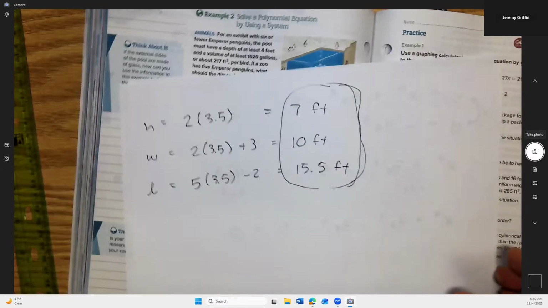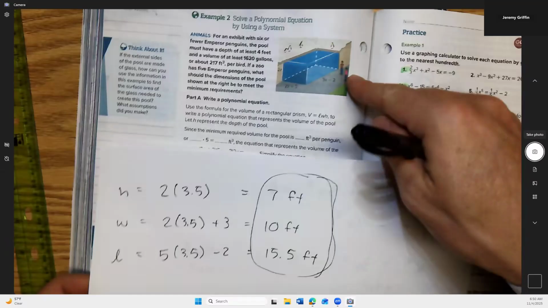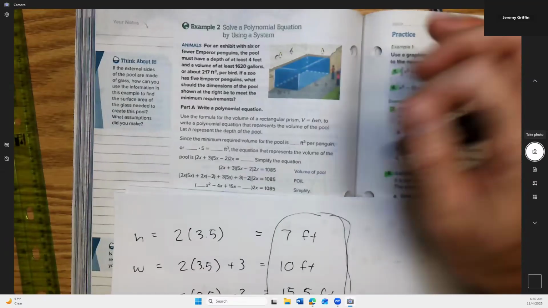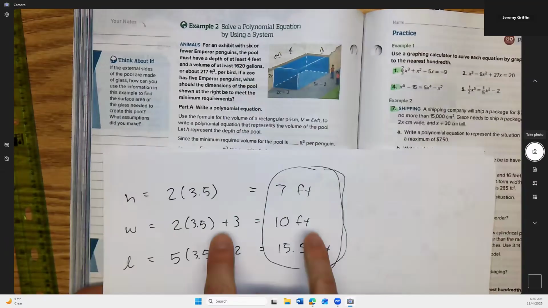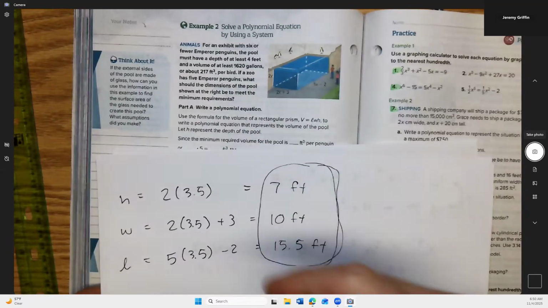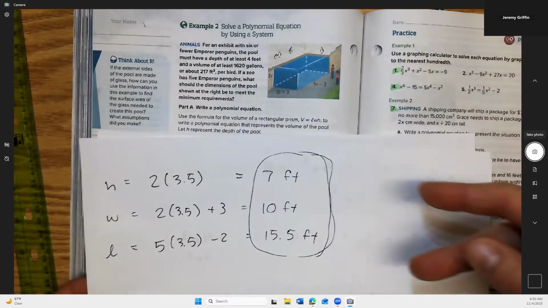Now go back and make sure that it does pass all the conditions. They said it has to have a depth of at least 4 feet. And here I have a depth of 7 feet. Yeah, okay, so that works. So this is matching all the requirements.